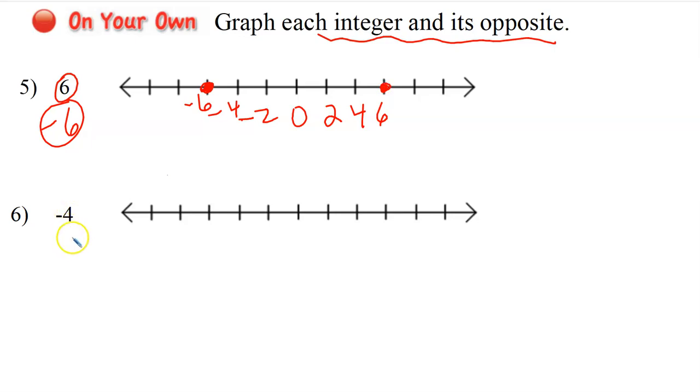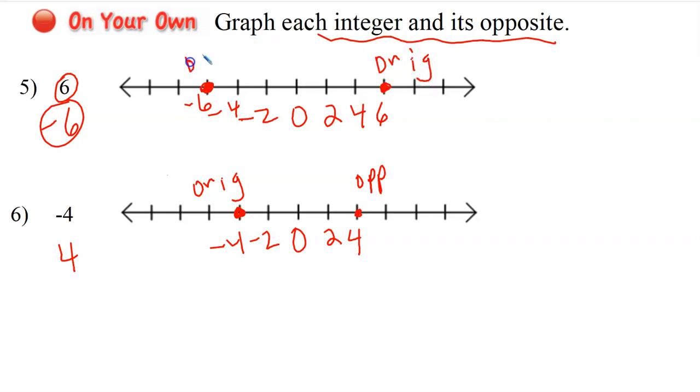The next number is -4 and 4. So I put a 0. I think I'll count by 2s again. 2, 4, -2, -4. I put a closed circle on the -4 and then the +4. So this was the original and this was the opposite. This was the original and this was the opposite.